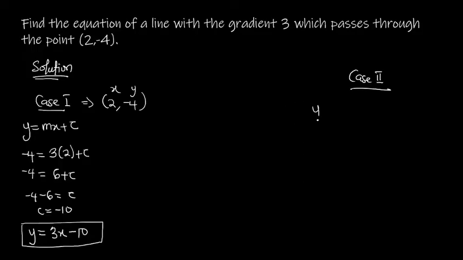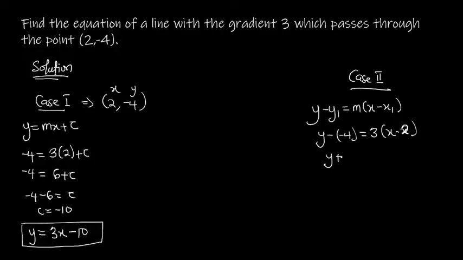In the second case, we have y minus y1 is equal to m into bracket x minus x1. So my y1 in this case is -4, so I have y minus -4 is equal to my gradient, which is 3, into x minus x1, which is 2 over here, so I have 2. So this is y plus 4 is equal to 3 multiplied by x will give me 3x, 3 multiplied by -2 will give me -6.